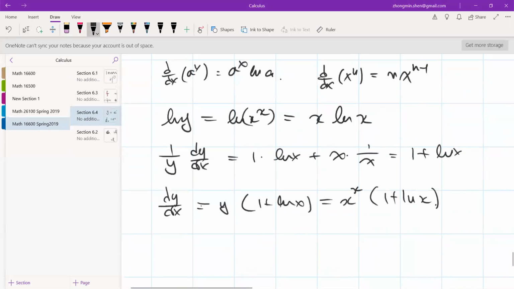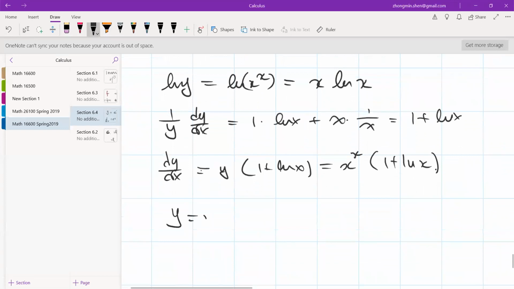Very quick. Is there another way to solve the problem? Yes. So this can be written a slightly different way, but it's essentially the same idea. So y equals e to the natural log of x to the x. But the x to the x inside the natural log can be written as x times natural log x.